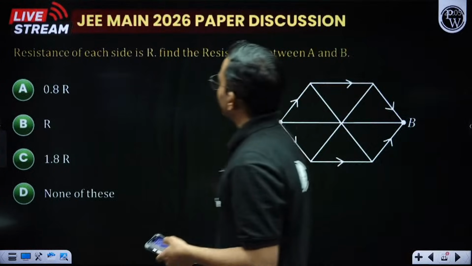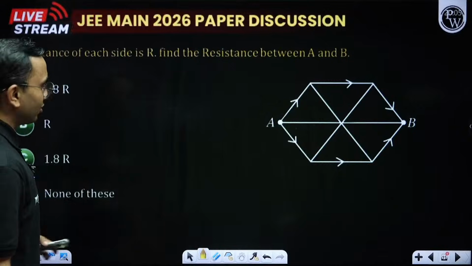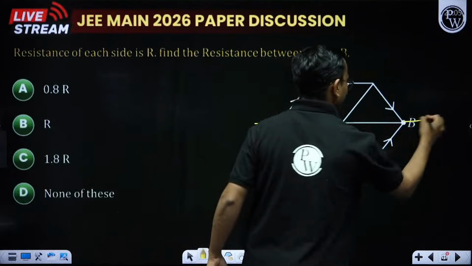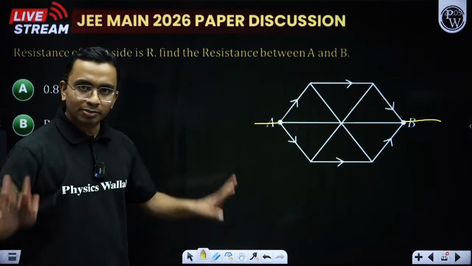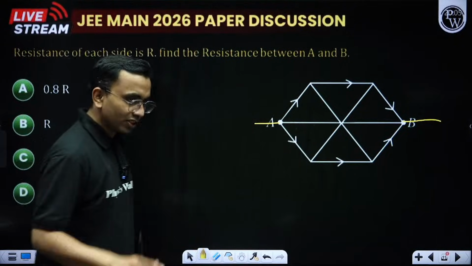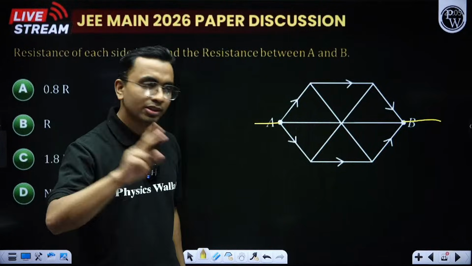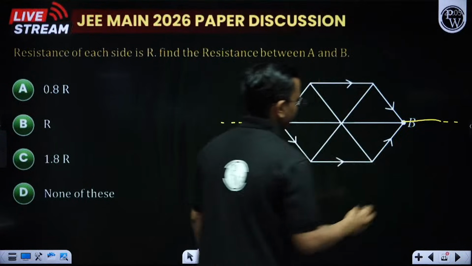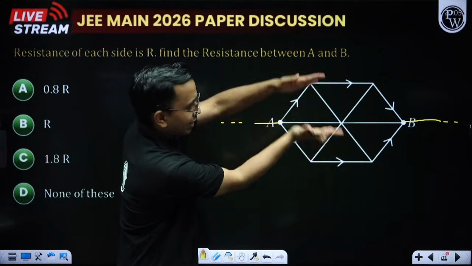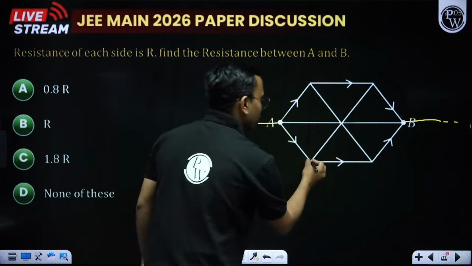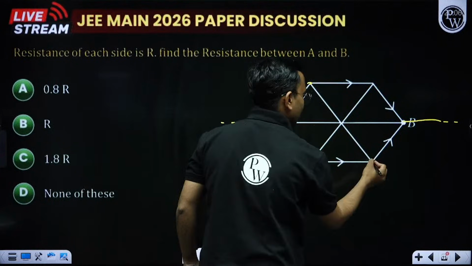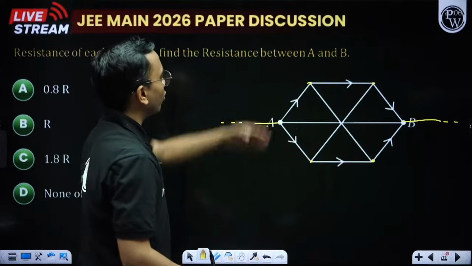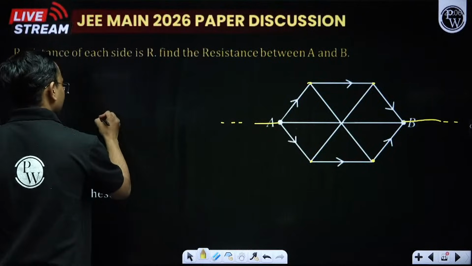Now resistance of each side is R, find the resistance between A and B. Now we need to find equivalent resistance between A and B. Now see this, there is symmetricity in the circuit, yes. So first of all, I'll fold this circuit 2 times. See carefully, I'm folding this circuit from this line, like this I'll fold it. Why? Because this point is having same potential as this is having same potential as this. Therefore, now if I fold it like this, what will happen?